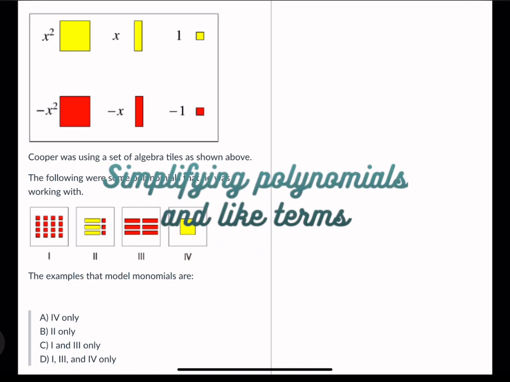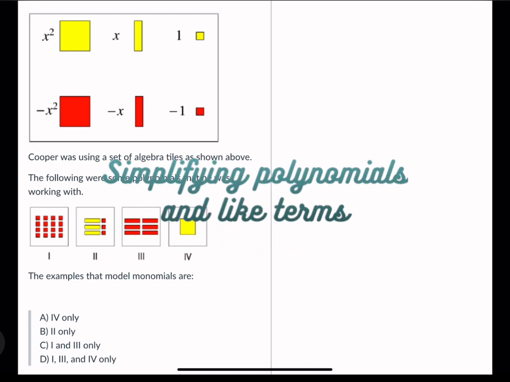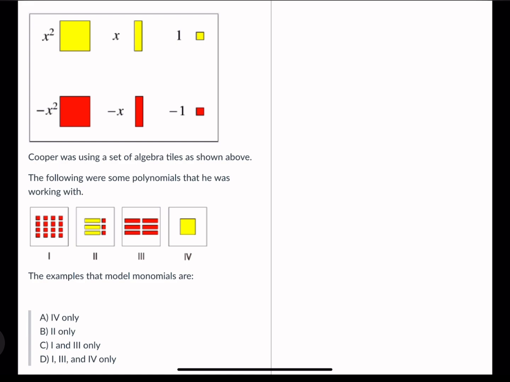So for this question, again with algebra tiles, Cooper was using a set of algebra tiles as shown above. So over here and here, they just kind of tell us which color and shape correspond to what value. The following were some polynomials that he was working with. Okay, so a series of orange, a mix of yellow and orange, all rectangles and a square. The examples that model monomials.